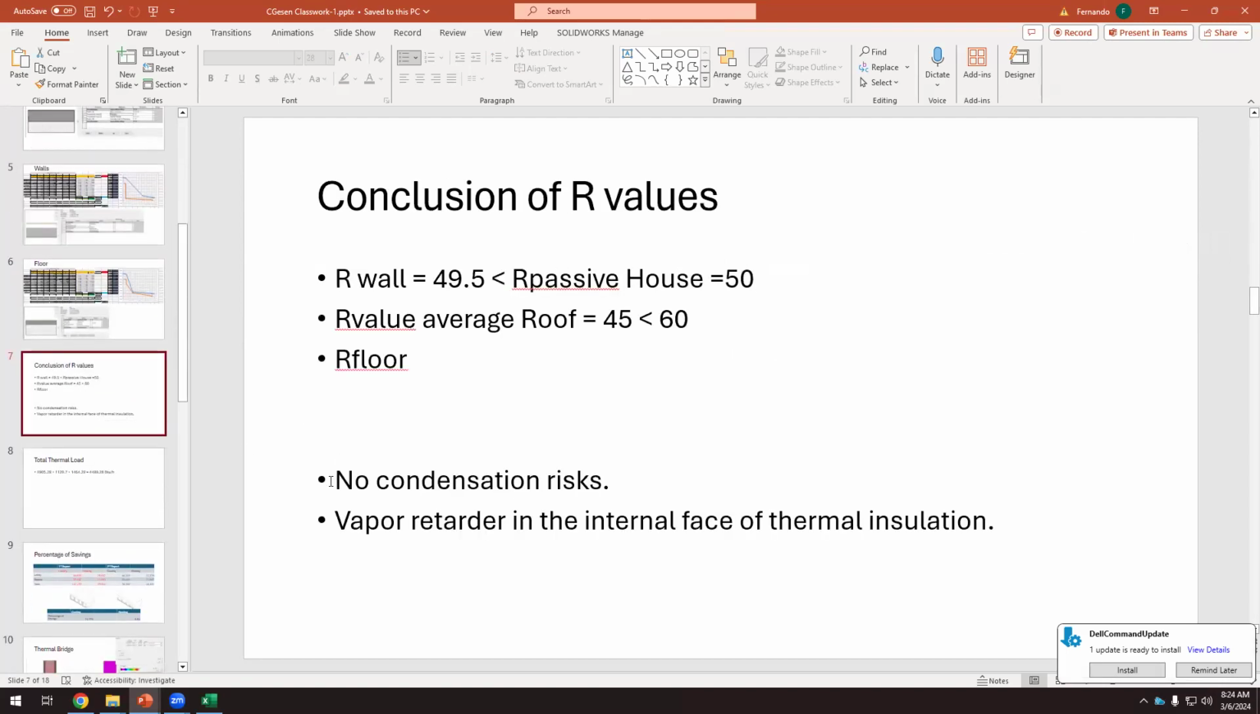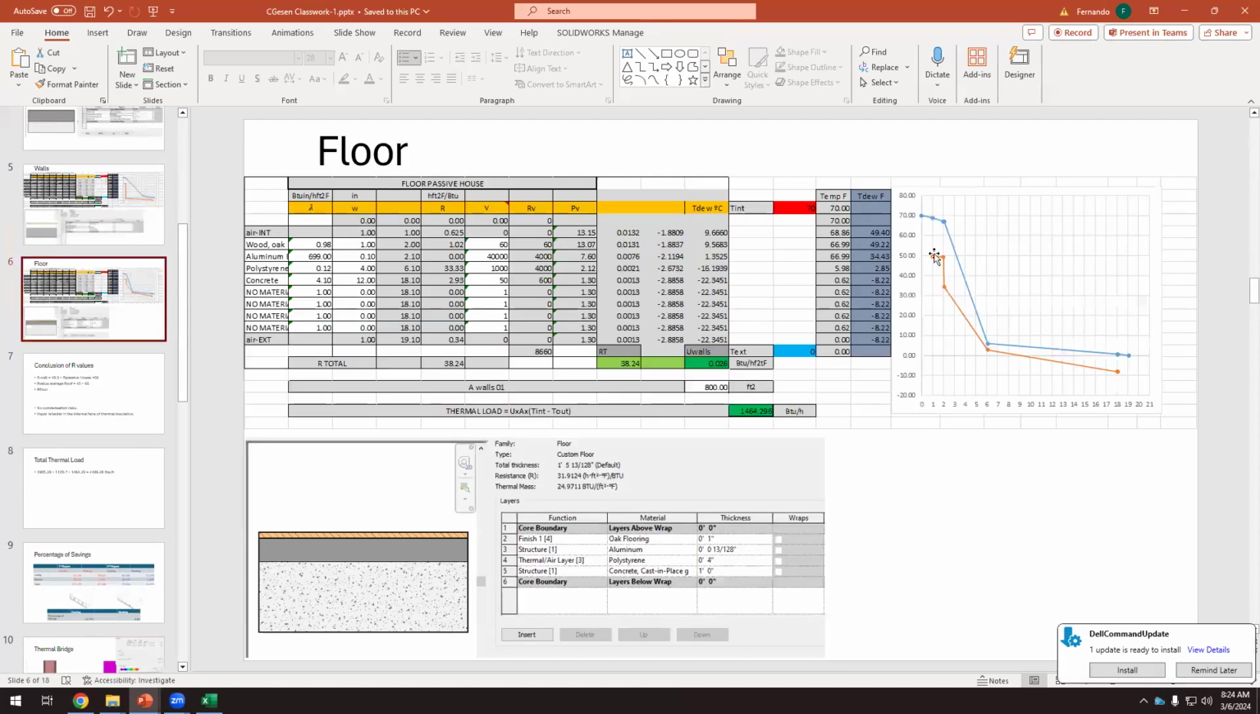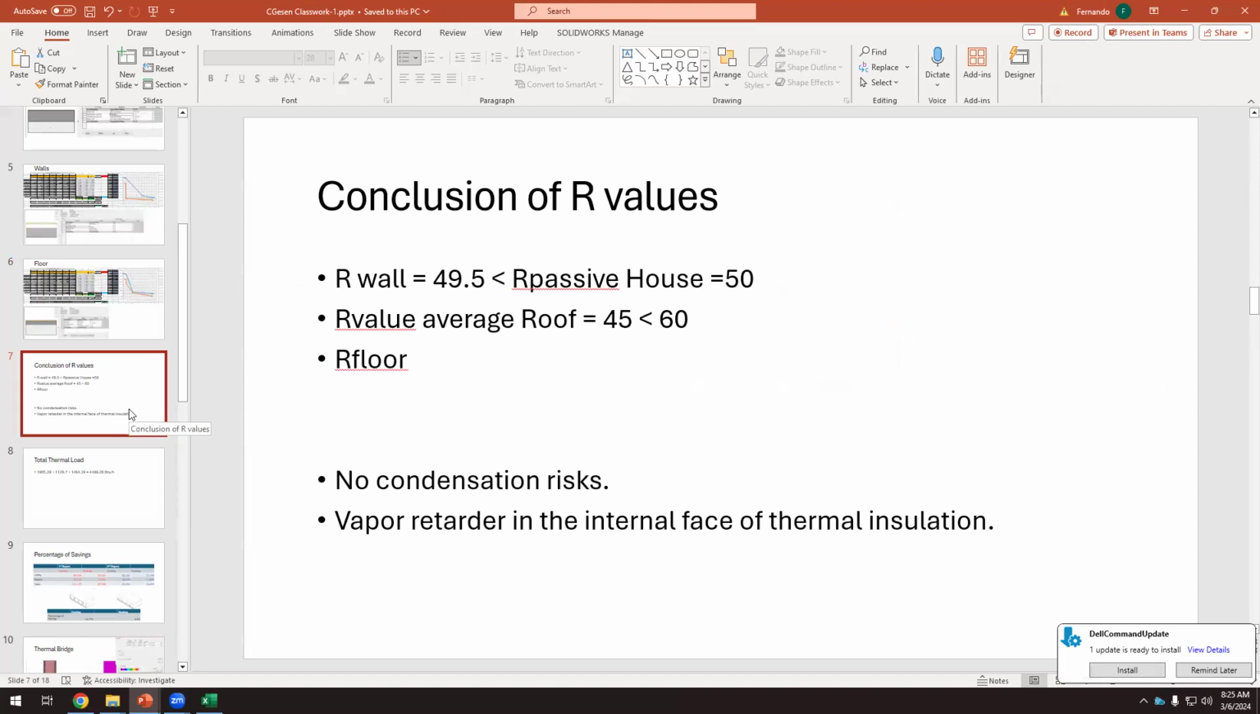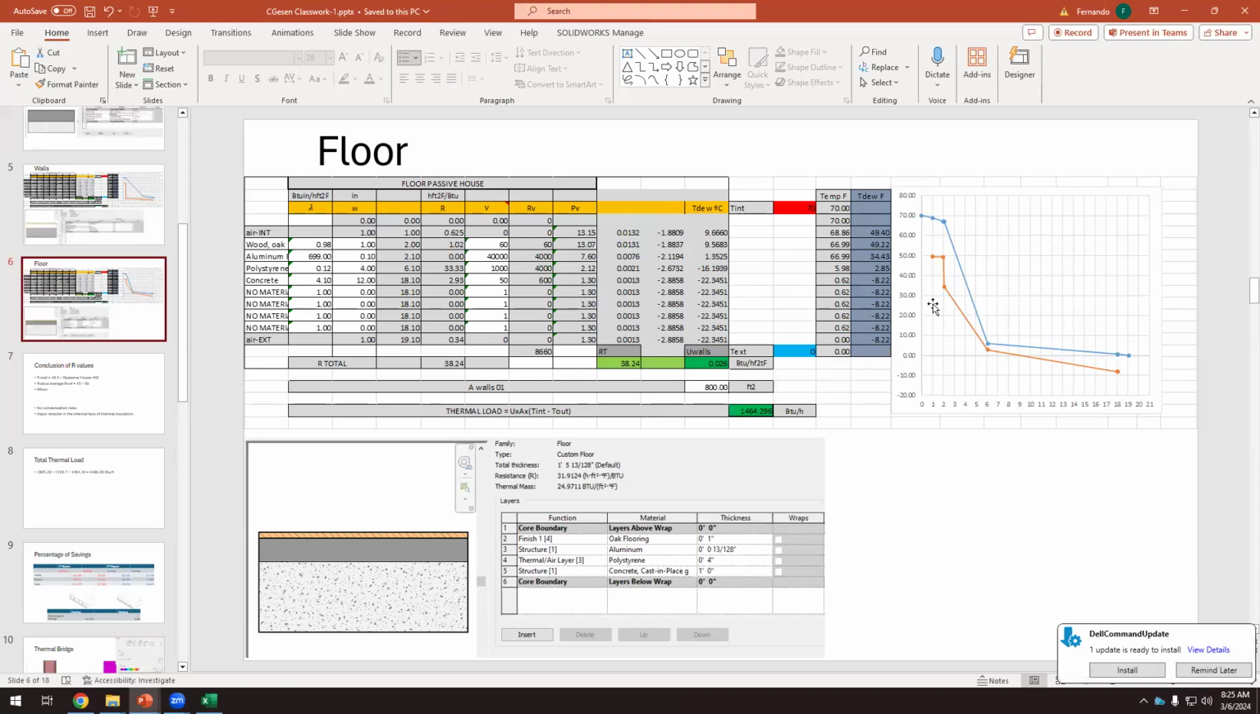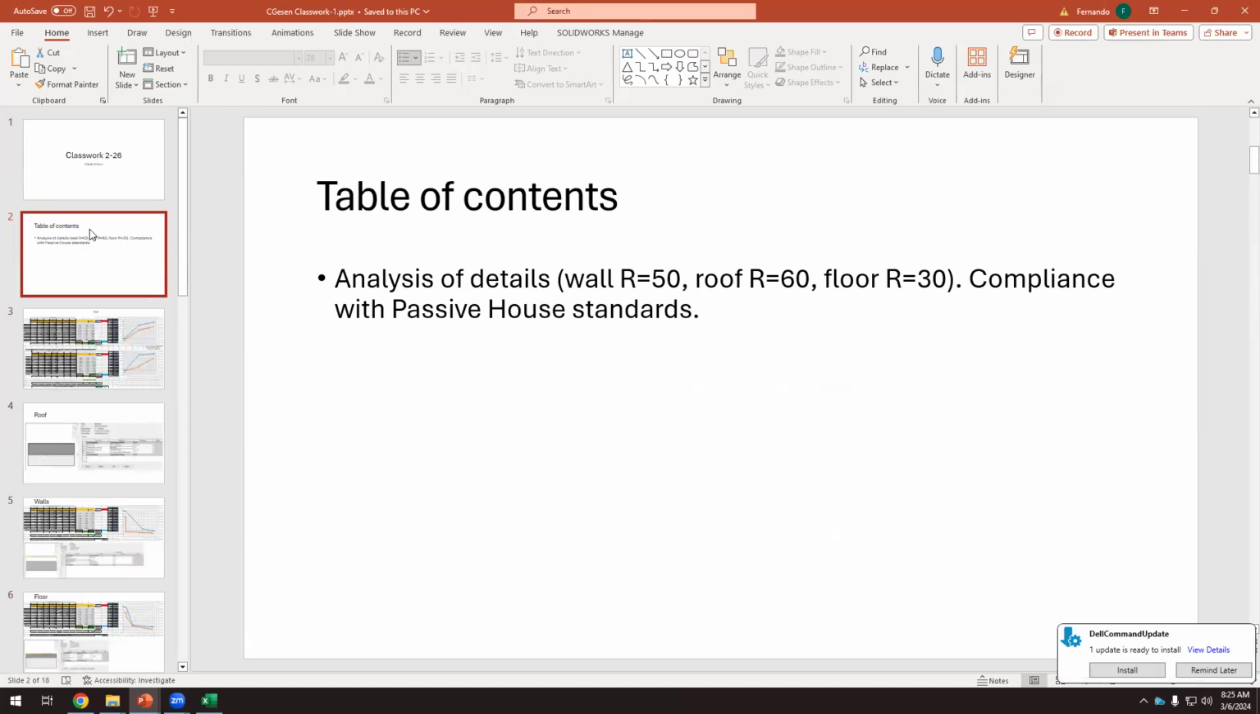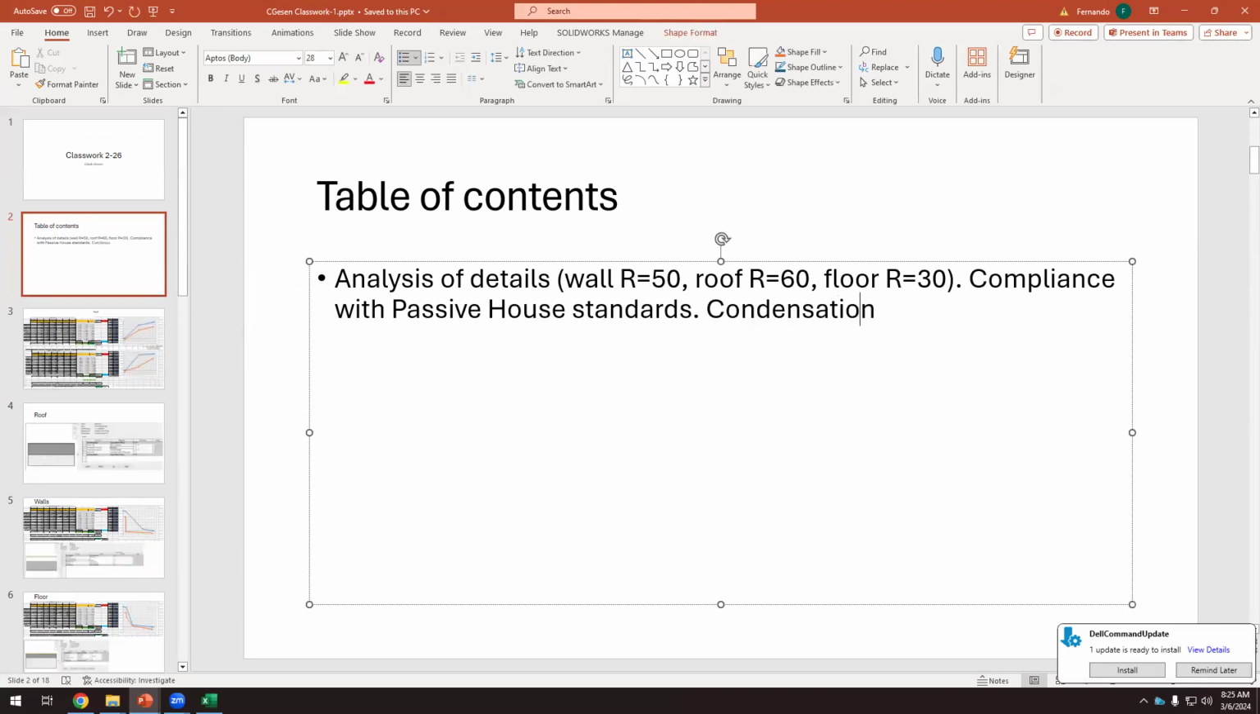And then it's about the condensation risk. You have to avoid the condensation risk. So if you have this graphic, you can understand if you have them or not. If you have them, you have to solve it. So you have to apply this aluminum foil on the internal face of the thermal insulation, or you have to change the detail. You have to change the thermal insulating material. Okay, so those are the two things that we have to do. So that's the table of contents. First, analysis of details, and we have to comply with passive house standards, and we have to analyze the condensation risk.